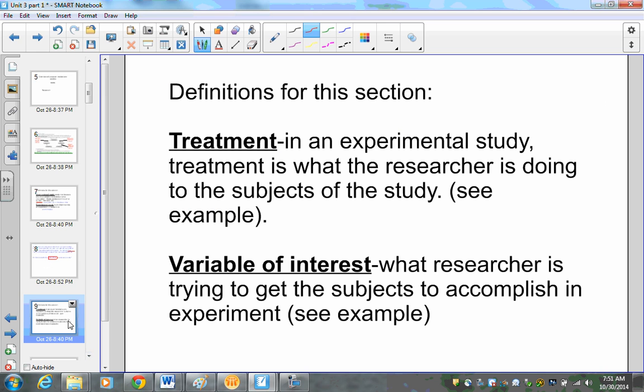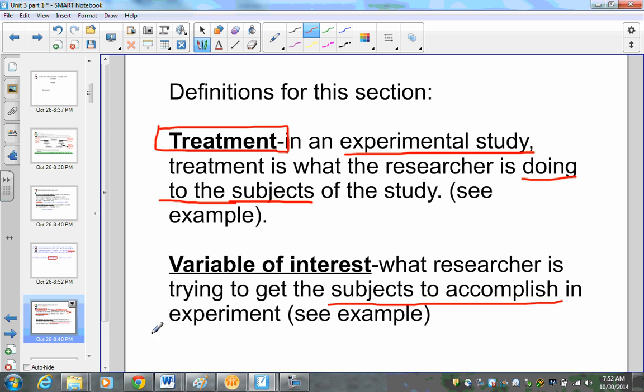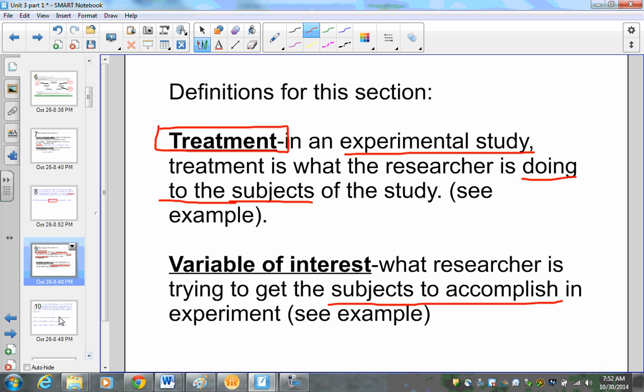Moving on. A treatment. A treatment usually refers to an experimental study, and it is what the researcher is doing to the subjects. Or in other words, what is the researcher changing about the environment? Now, the variable of interest is what the researcher is trying to get the subjects to accomplish. In other words, trying to answer the question. All right, now of course, feel free to pause these videos because I am going relatively quick here.